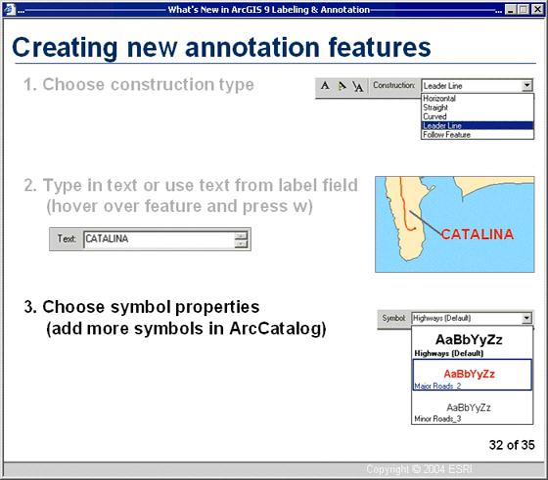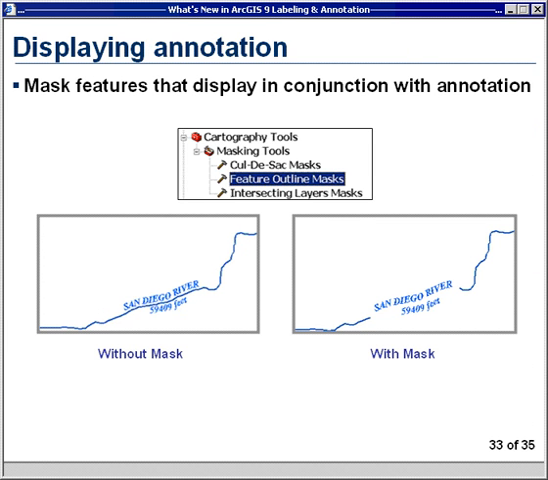Finally, you need to choose the symbol, and this determines how the label renders, including the font, point size, color of the font, etc. This process is much more efficient and user-friendly than previous processes for creating new annotation features. Displaying your annotation so it can be seen easily is very important.